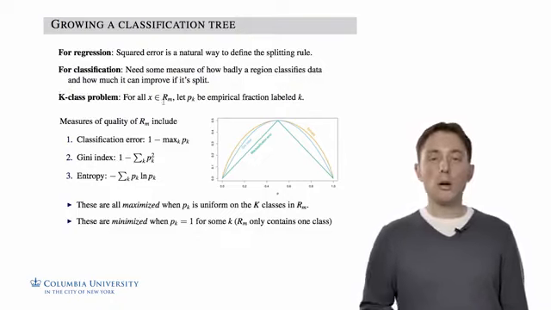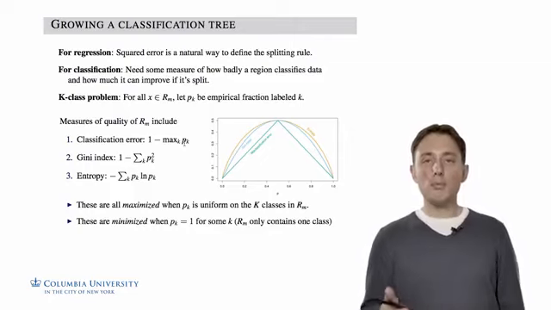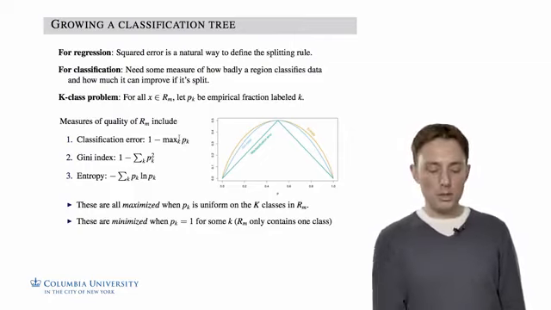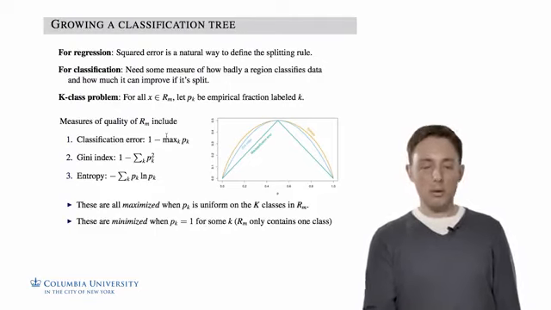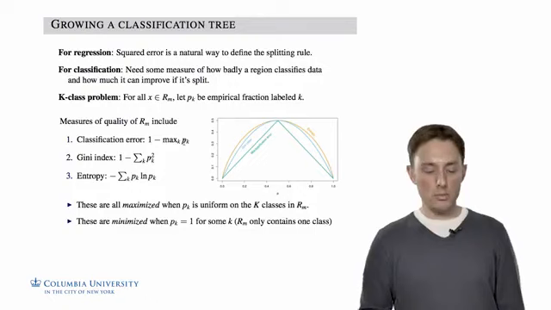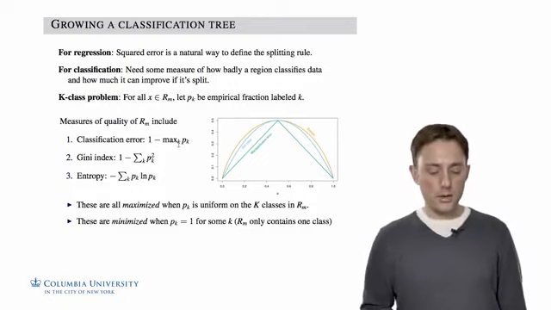The measure of the quality for that prediction could be the classification error, so 1 minus the maximum of pk. For a particular k, the maximum of pk is the most prevalent label in that region. So we won't get that one wrong, but we'll get 1 minus pk. We'll get that fraction wrong. So that's the classification error.